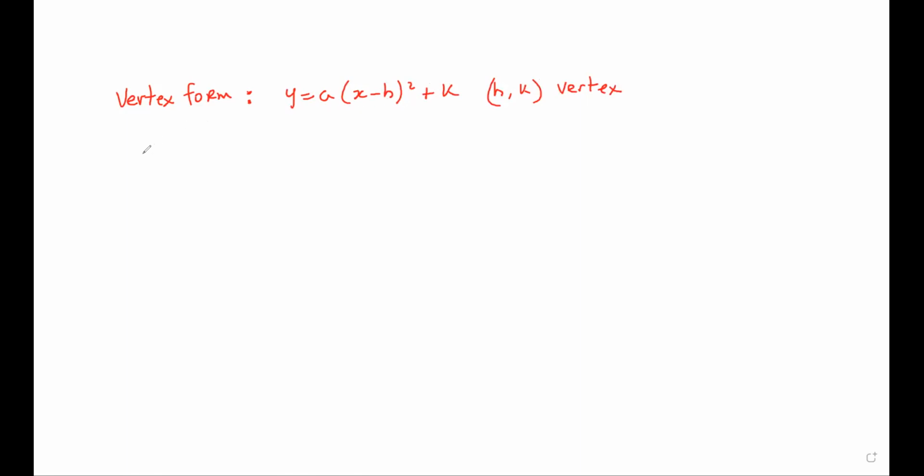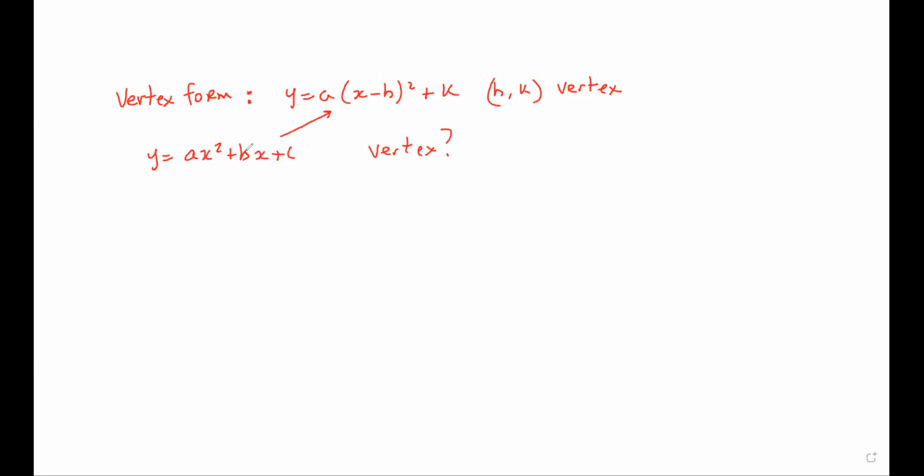So y equals, let's write the general form, which is ax squared plus bx plus c. Very often the question would be written like this, and I want to know what is the vertex from this. But the problem is it's not in the right form, is it? I can't see h and k when I look at this. So we need to know how to change this form to the vertex form.